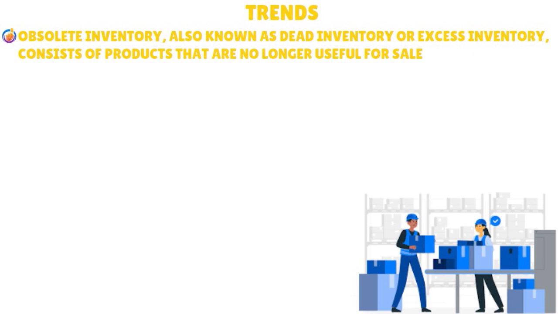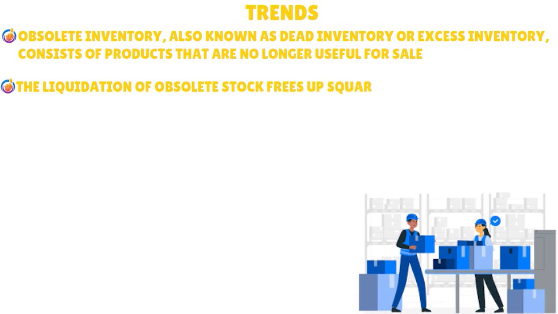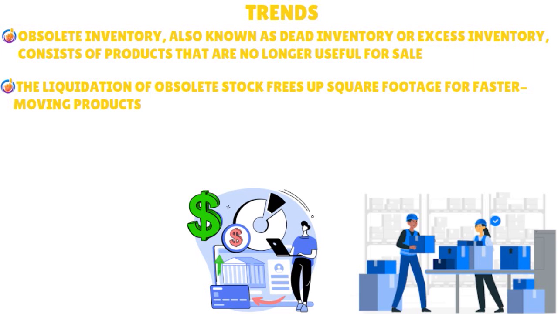So this is really important. It means that you have to have a clear idea about how to liquidate obsolete stock, because the liquidation of obsolete stock frees up square footage for faster moving products. It also unlocks cash invested in unsaleable goods to reinvest in marketing inventory that can really sell fast. You want to have inventory that's aligned with current consumer trends and demands, especially if you are in a niche that's really subject to trends all the time. You have to pay attention to that.